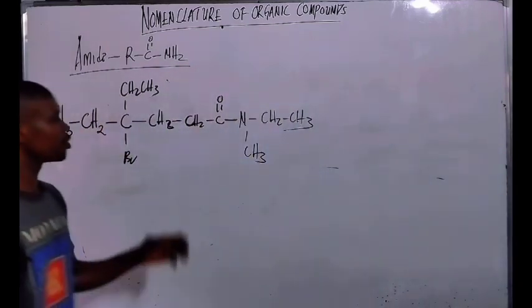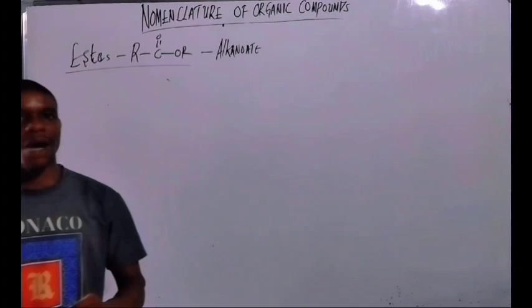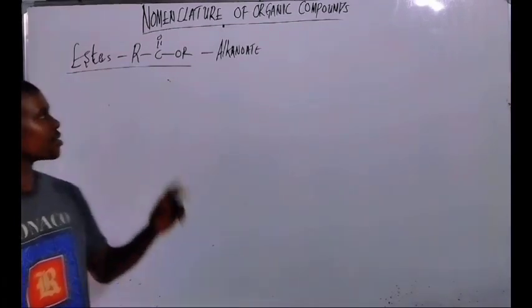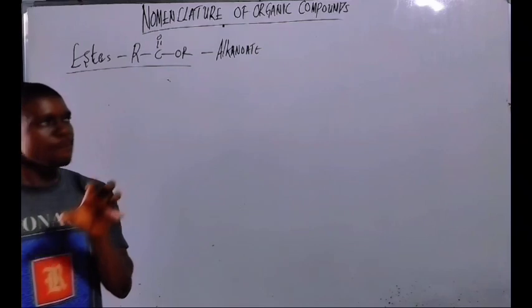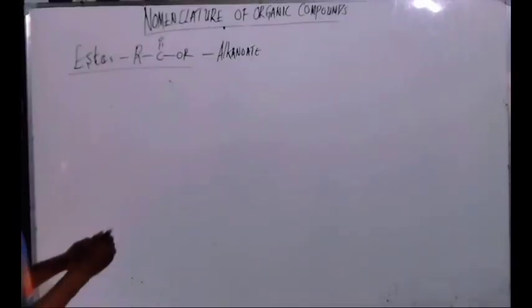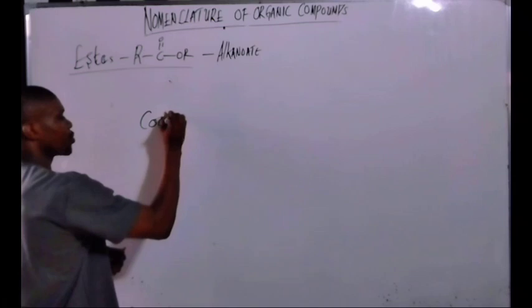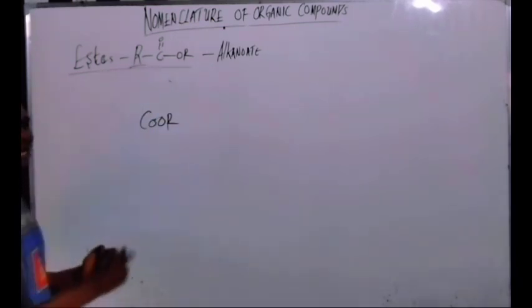Now let's look at the nomenclature of the esters. Esters are also alkanoates, which I'm going to explain. They have the functional group COOR. Here, the R can be any alkyl group.